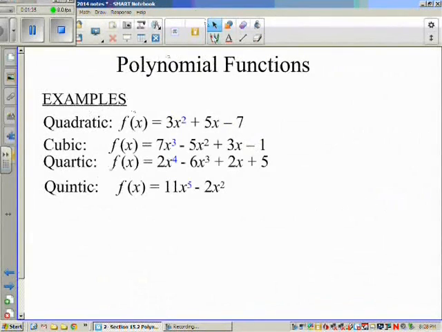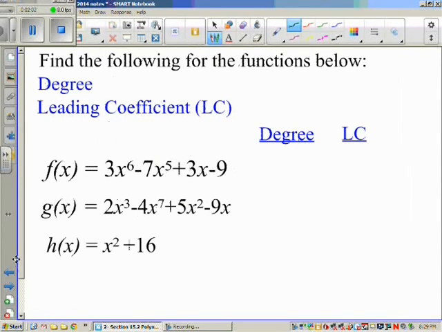Polynomial functions, just in general, something to look at here. We'll see that the degree, the highest degree, has names. In this case, a quadratic is a degree 2. The highest exponent here is a 2. I could have listed linear, that's a degree 1. Cubic, degree 3. Quartic, degree 4. Quintic, degree 5.